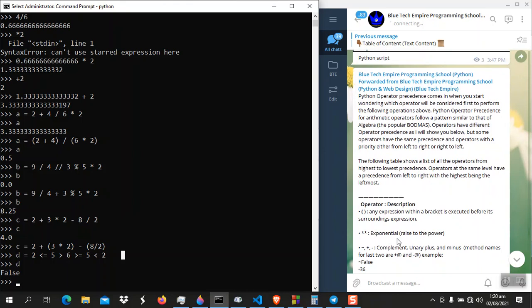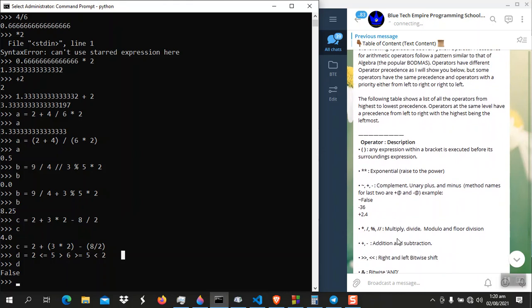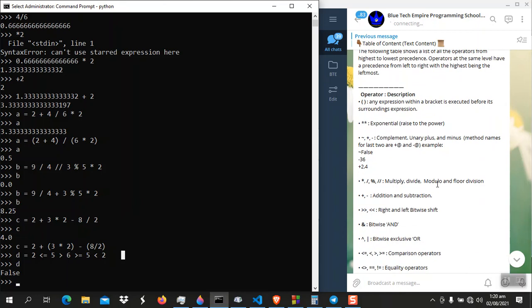So now let's go directly to a list. The following table shows a list of all the operators from highest to lowest precedence. Operators at the same level have a precedence from left to right, with the highest being the leftmost. Here are the different operators in Python with their highest precedence. Now if you have an operator with the bracket followed by an operator with a star or exponent character, Python first evaluates the one with the bracket.